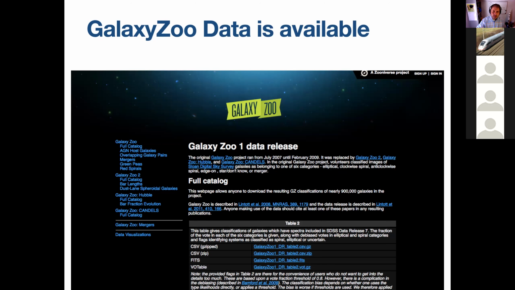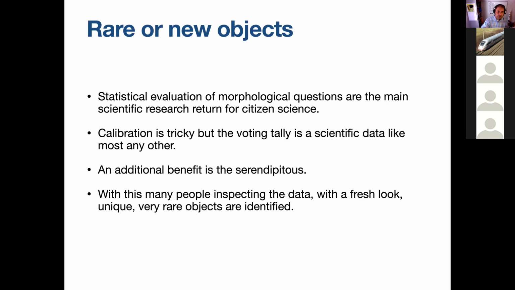These are things that you can just download, and it has an SDSS position, a number, and then also all the classifications that they asked, all the fractions for the questions that are in this Galaxy Zoo questionnaire. But that's only half the interesting science that came out of it, or at least that was the main thing. That was the thing that we expected to come out of this. The calibration might be a little tricky, but the voting tally is really much better than anything else.